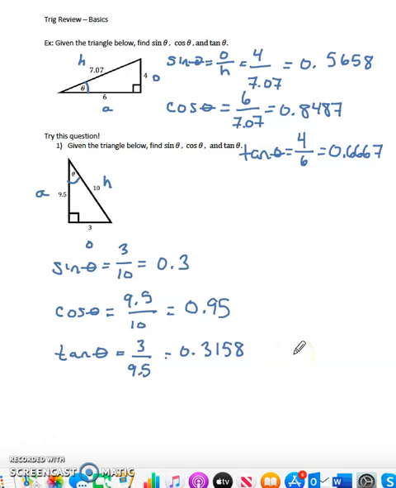So that's the basics for sine and cosine and tangent, remembering that when we're doing this, we need to have a right angle triangle. If we don't have a right angle triangle, it doesn't make sense to talk about sine, cosine, or tangent of any of the angles. In the next video, we'll look at using sine, cosine, and tangent to find a missing side length or to find a missing angle.